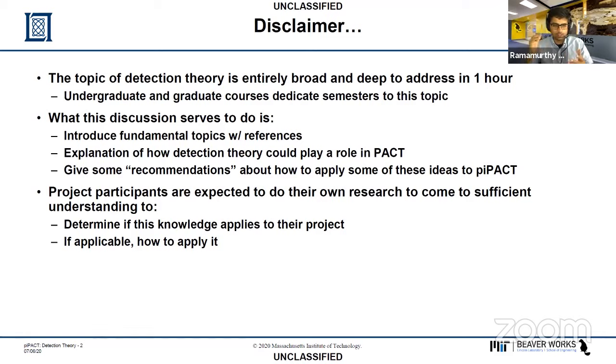We are just going to introduce some very basic fundamentals, explain how this concept could apply to PACT, and then give you some recommendations of how it may apply to PiPact. You all are expected to do your own research to get to a sufficient understanding to determine if you want to apply detection theory to a project, not only if you want to apply it, but how to apply it. But we'll try to help you along.